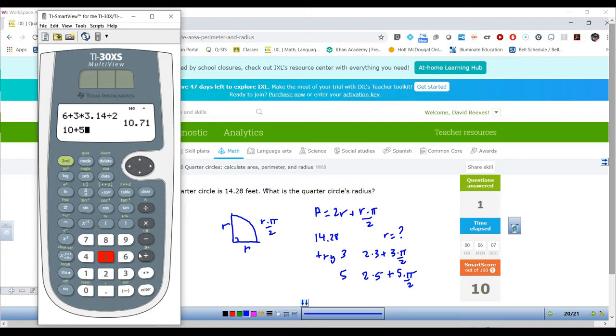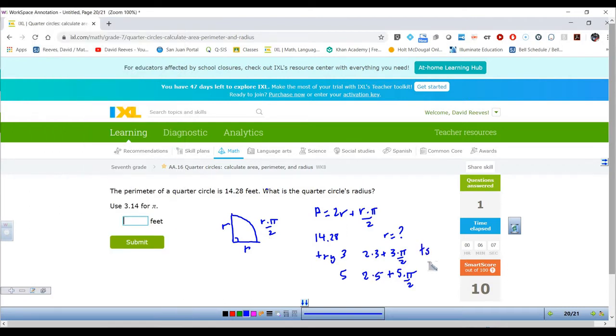Plus 5 times, and again, we're going to use 3.14 for pi, and then we're going to divide that by 2. And again, the calculator is doing the correct order of operations for us, and we get 17.85. So that's too big, right? So 3 was too small, right? And 5 was too big.